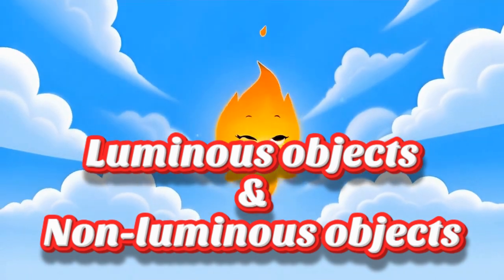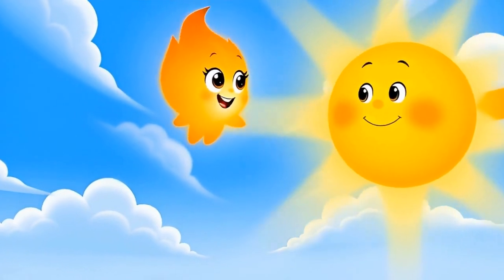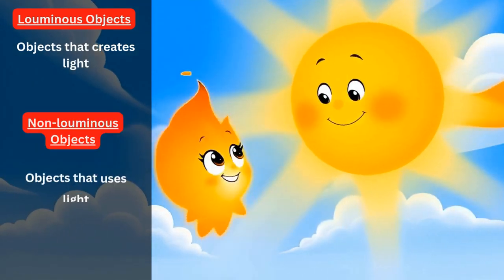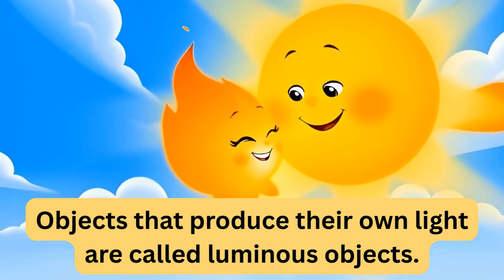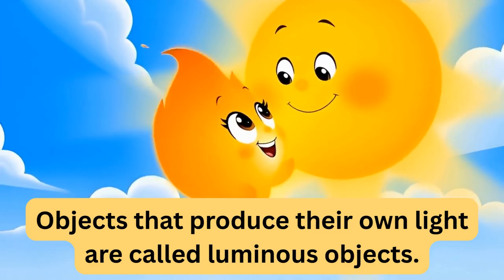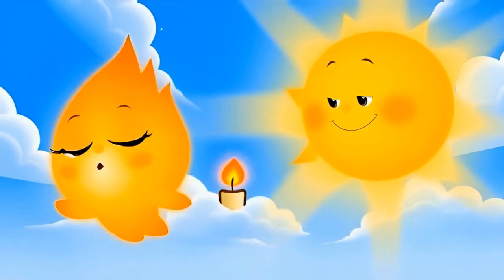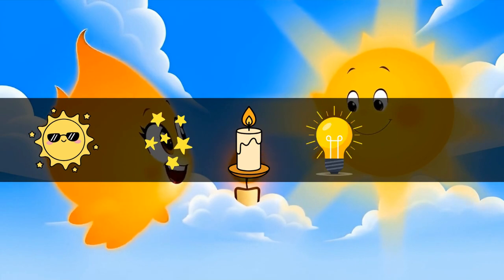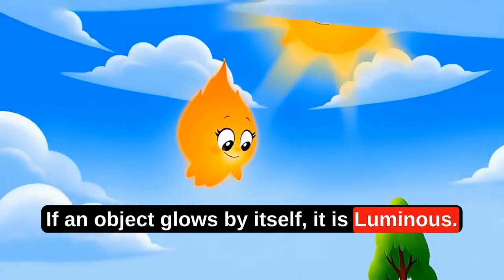Luminous and non-luminous objects. Every object you see fits into one of two groups. Some objects create me, some objects only use me. This difference decides everything. Objects that produce their own light are called luminous objects. They do not depend on any other source to shine. Examples include the sun, stars, candle flame, electric bulb, and torch. If an object glows by itself, it is luminous.